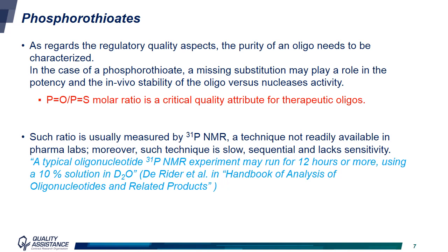Usually, such ratio is measured by phosphorus NMR, but such technique is not really available in pharmaceutical labs. In addition, it is slow, sequential, and lacks sensitivity. De Ridder et al. said in the Handbook of Analysis of Oligos that a typical oligonucleotide phosphorus NMR experiment may need 12 hours or more using a 10% solution in deuterium oxide. That is a high concentration that is needed.